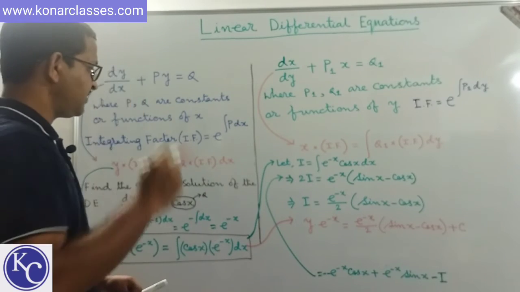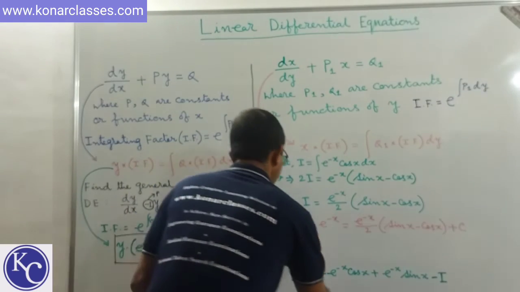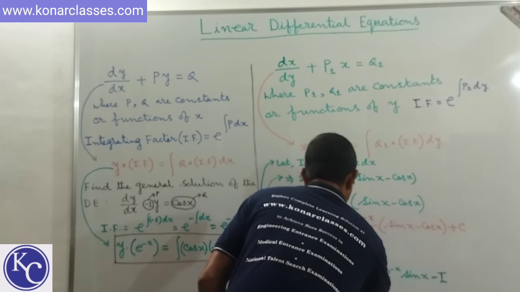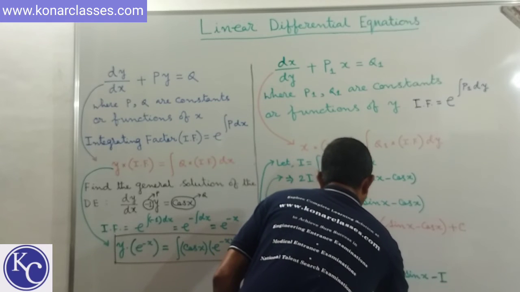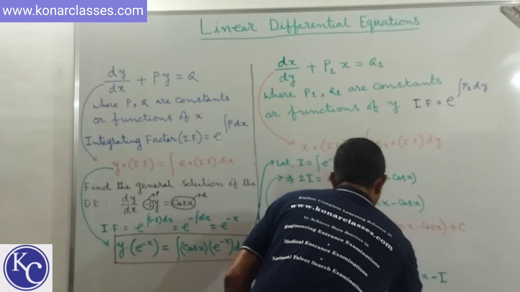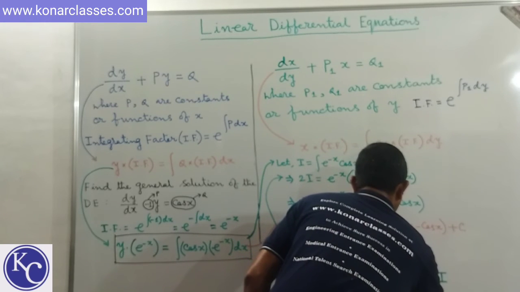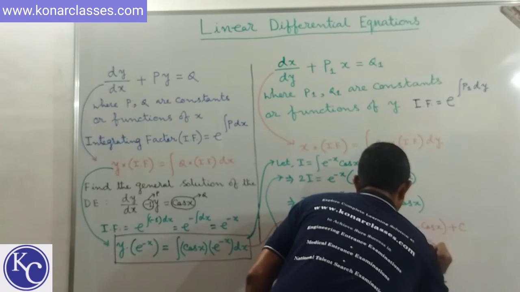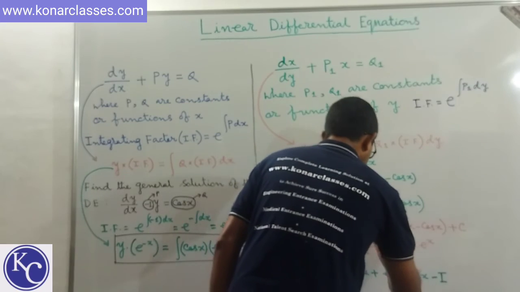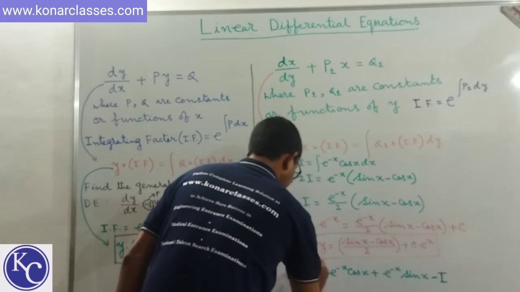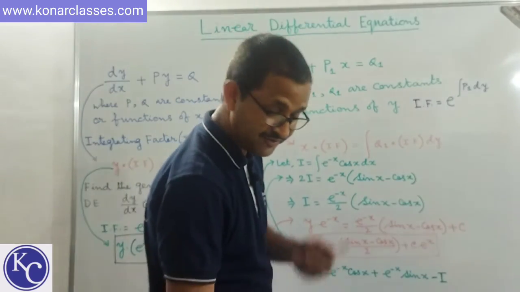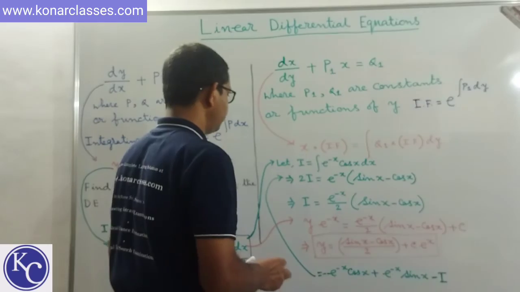Okay, we can further simplify. That implies y is equal to sin x minus cos x divided by 2 plus c into e power x. Meaning in the previous step, if we multiply both sides by e power x, we get this one. So this is the solution to the given linear differential equation. I hope you got a very clear idea about how to solve this, right, dear students?